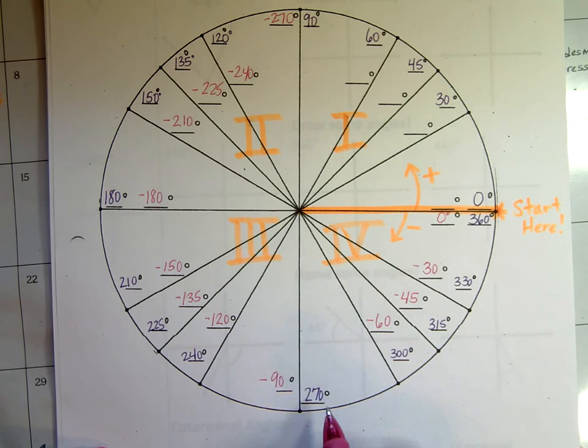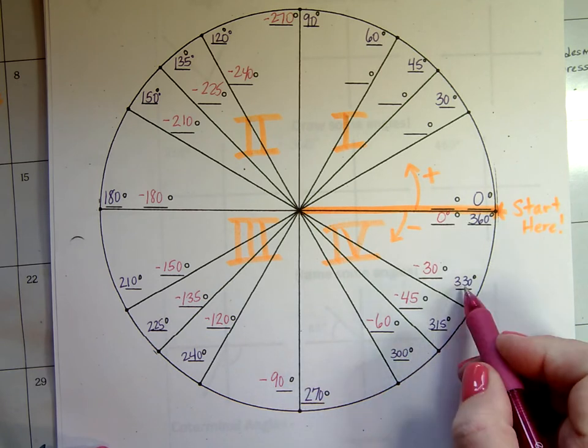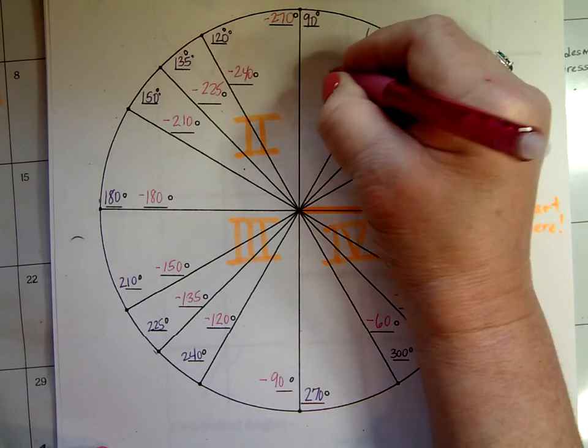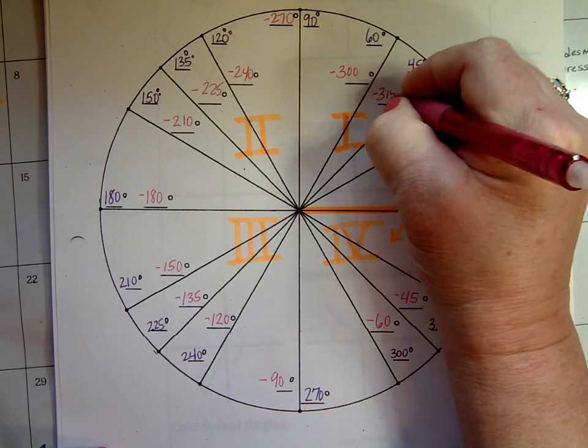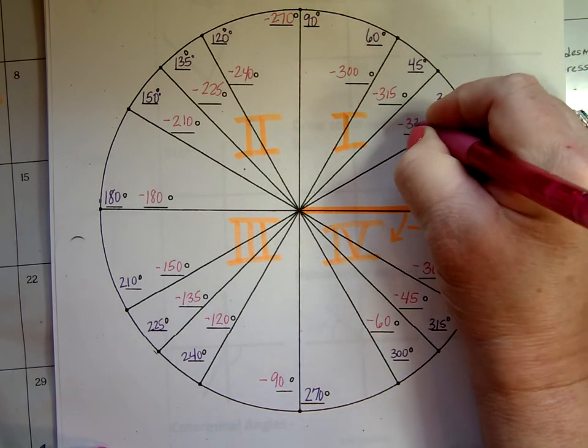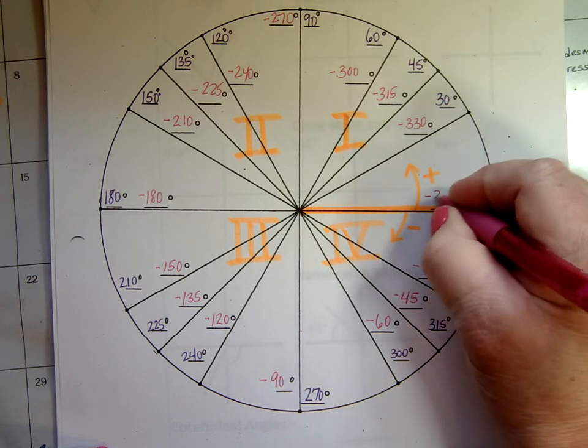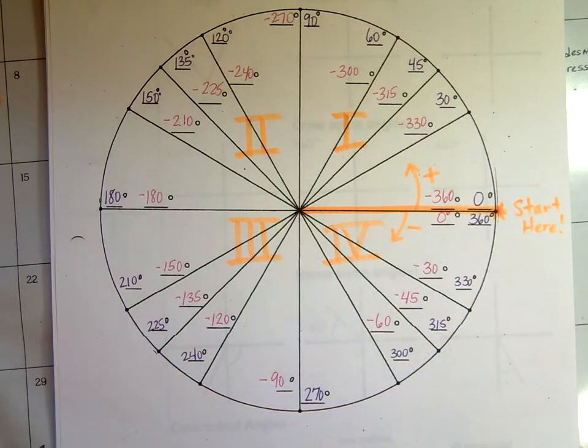Now I'm here. I'm looking at my purple guys. I keep going. I'm 300, 315, 330. I'm going to do the same thing here. Negative 300, negative 315, negative 330. Close up your circle, you're at negative 360. And so if I've gone in a negative direction, that's what my numbers would be.